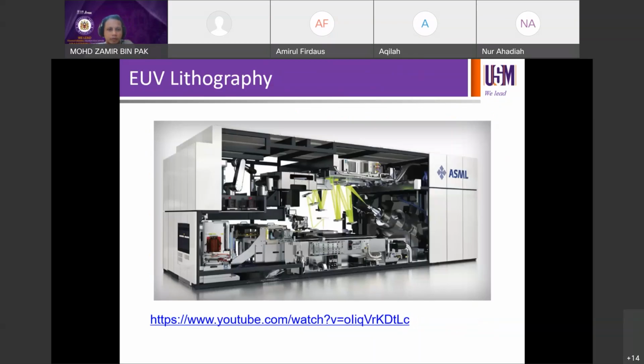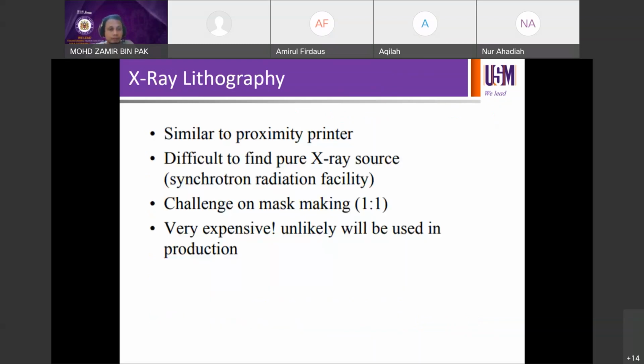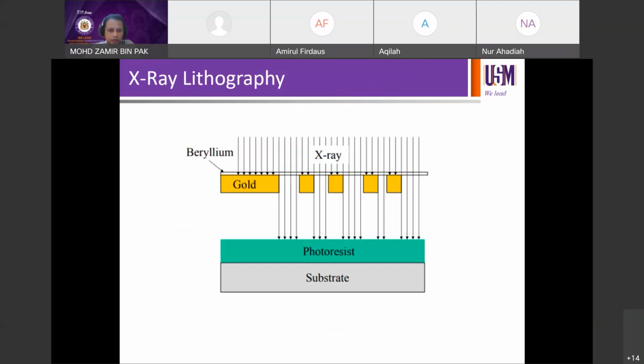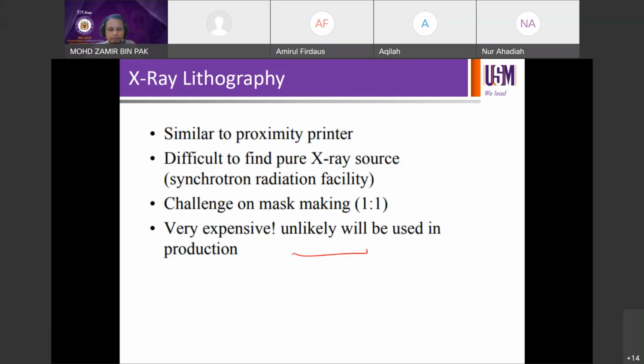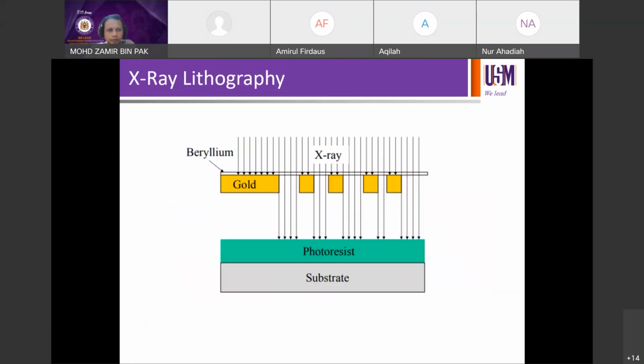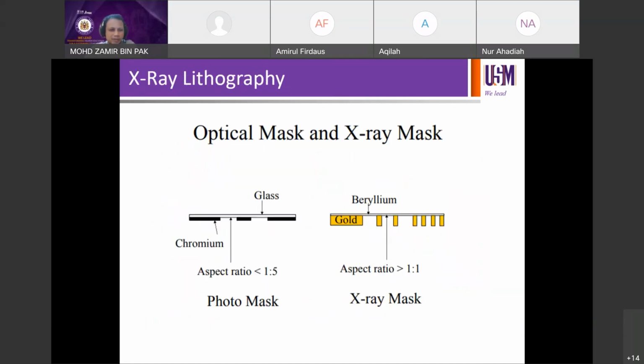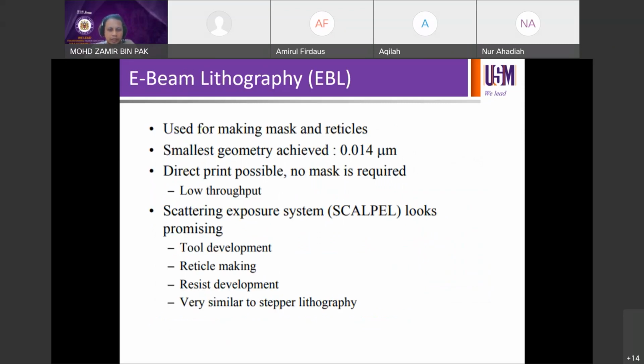Okay. So EUV system, you can have a look later on. I've also uploaded a few videos. X-ray lithography is super expensive. It doesn't make it into the line. It's not used, unlikely, not useful. X-ray litho's mechanisms are different.